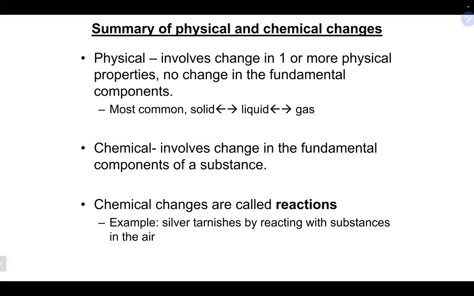So a summary of the physical and chemical changes. As I mentioned, physical changes, one or more physical properties are involved. Most common, solid to liquid to gas. Chemical changes definitely involve some type of fundamental change of what occurs. And those are usually referred to as chemical reactions. Silver picks up a little bit of sulfur, makes some tarnish through a chemical change.